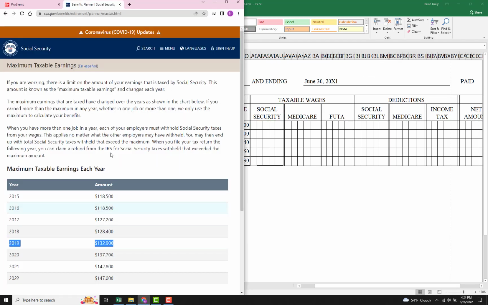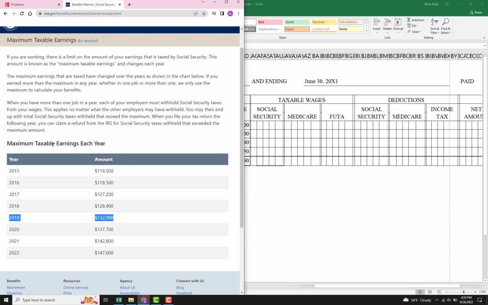So there is a limit that we need to be aware of in relation to Social Security tax. And if I pull up the Social Security Administration website here, I can see that the maximum taxable earnings each year for Social Security tax change most years. It's adjusted based on cost of living. In the textbook, they said that they're always going to use 2019's limit of $132,900, but as you can see, that limit typically increases as cost of living goes up.